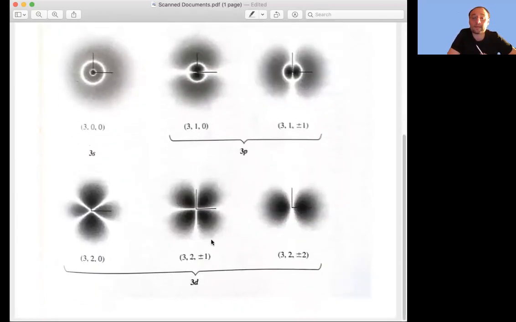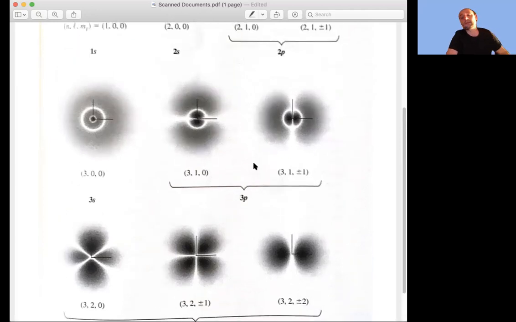So the more excited the state, the more complicated the pattern generally is. So here's the state with n equals 3, and for example, little l equals 2. This is called a D state, S, P, D, little l equals 2. And then you can have m being 0, or plus or minus 1, or plus or minus 2. And so electron densities take on more and more complicated forms, generally, as you're looking at more and more excited states.